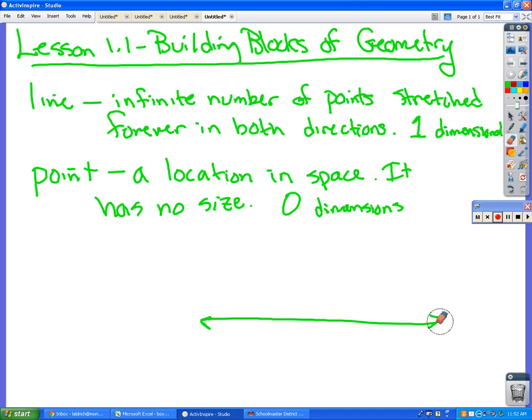So that's what I'm trying to kind of get you to get there. So plane, how does it look? Okay, so it has length and width, so it's got two dimensions.